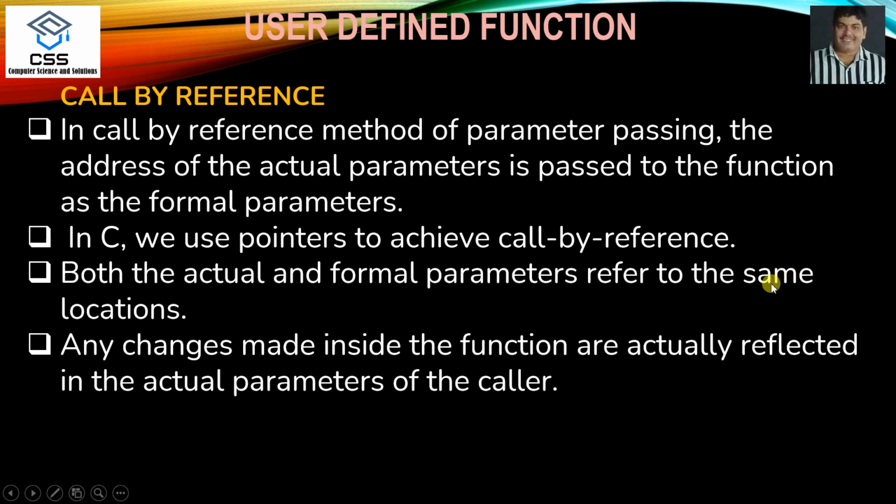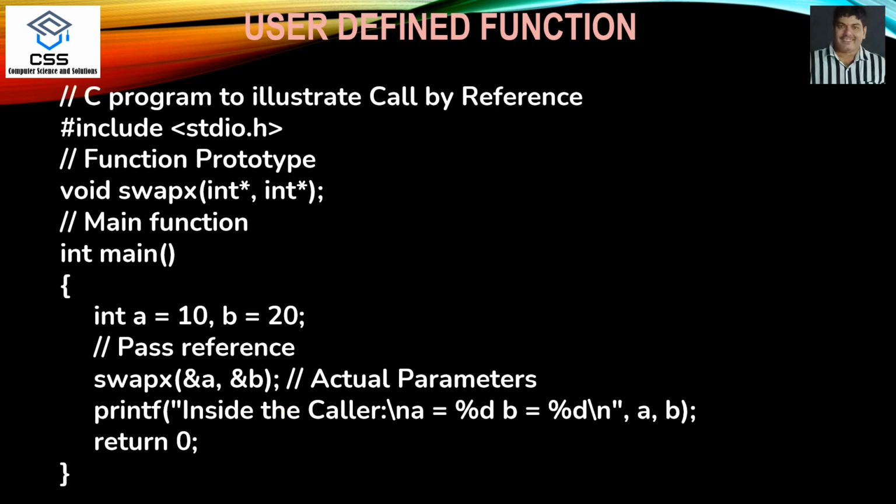In call by value, what happens? Actual parameter and formal parameter indicate different memory locations, but in call by reference, actual parameter and formal parameter refer to the same memory location, and hence whatever changes are made in the called block will be reflected in your calling block. Hence, any changes made inside the function are actually reflected in the actual parameter of the calling block.